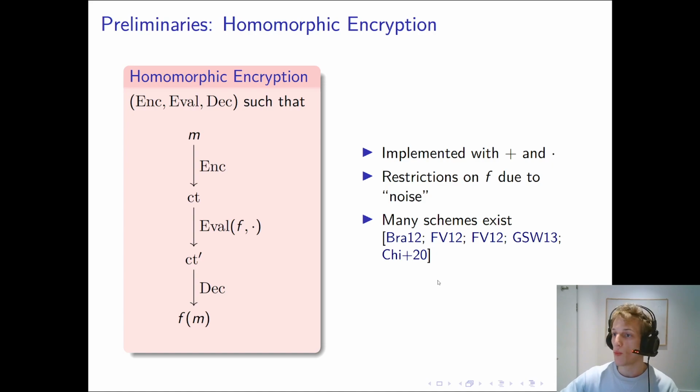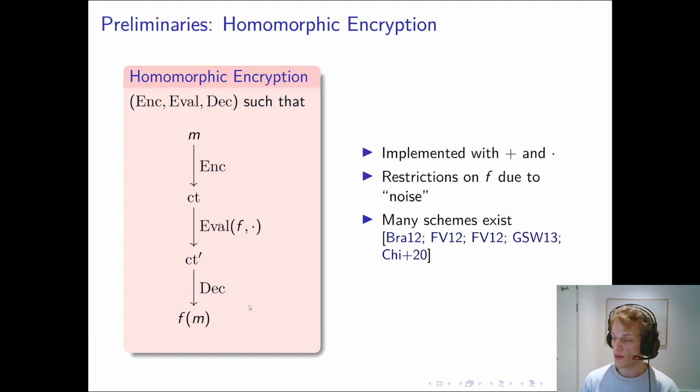The basic idea of homomorphic encryption is that we have an encryption scheme that allows us to perform computations on the underlying data. So in addition to an encryption and a decryption algorithm, we also have an evaluation algorithm that takes a function and a ciphertext and produces a new ciphertext. And if we decrypt that ciphertext, the result should be the function applied to the original message. So basically, we have a message here, we encrypt it, we perform the evaluation algorithm, which basically means we evaluate the function f homomorphically on the ciphertext, and then we decrypt and we get f of m.